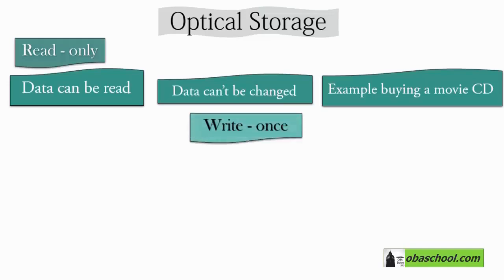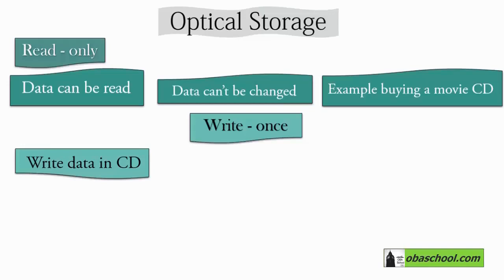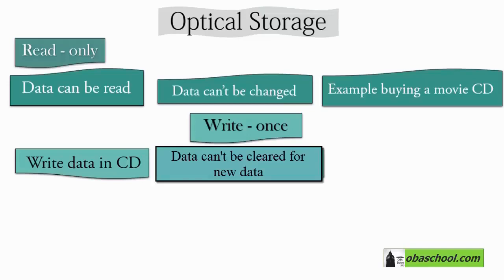Now, let's talk about the second type of optical storage, which is write once. Let's look at the advantages. Number one, write data in CD. So here you can write data. Number two, data cannot be cleared off the CD in order to write new data.